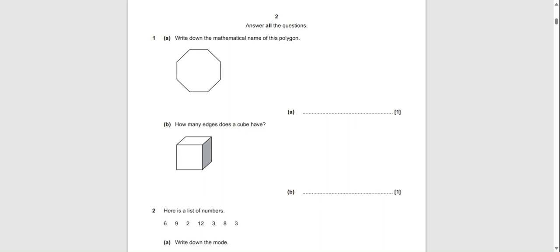First question, write down a mathematical name of this polygon. First thing we're going to do is count the sides. 1, 2, 3, 4, 5, 6, 7, 8. 8 sides, so we know that is an octagon.